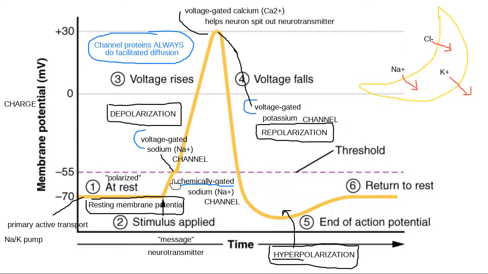Depolarization is what's happening on this side of the graph. When my membrane charge gets more positive, we're depolarizing. When we're getting more negative, we're repolarizing. When we're too negative, we're hyperpolarized.